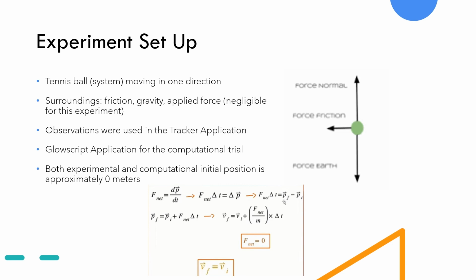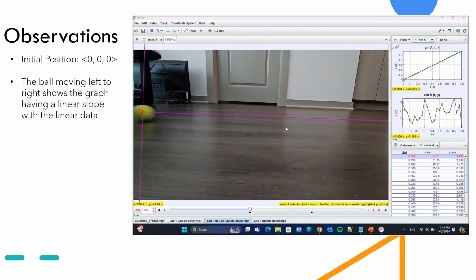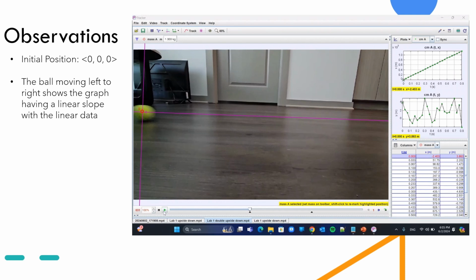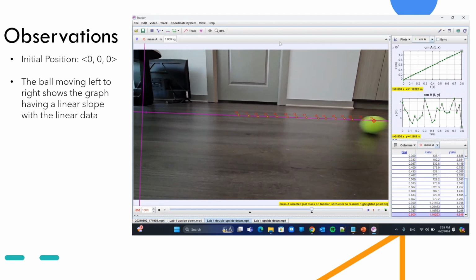When solving it through, you can see that the final velocity is just going to equal the initial velocity in this case. Some of the observations that we will see when I run this video is that the initial position is going to start at 0, 0, 0, and the ball is moving from left to right, meaning that the data should show a linear graph. As you can see on the right side, there is the linear graph and the data points of the time and the position and their relation to each other on the bottom.